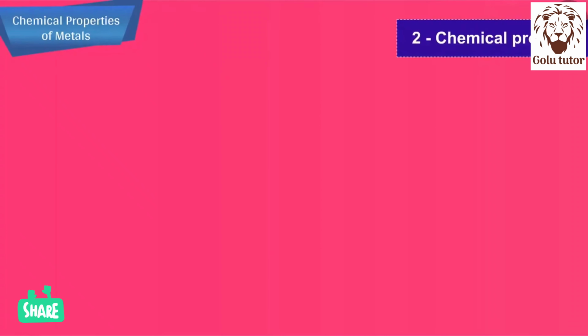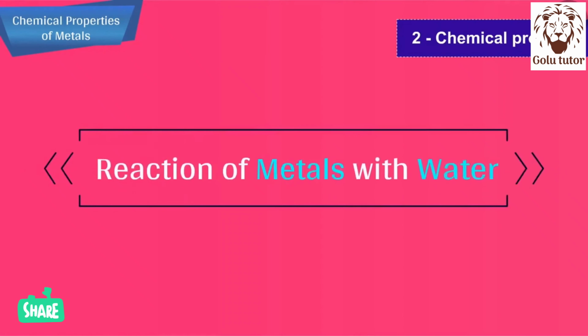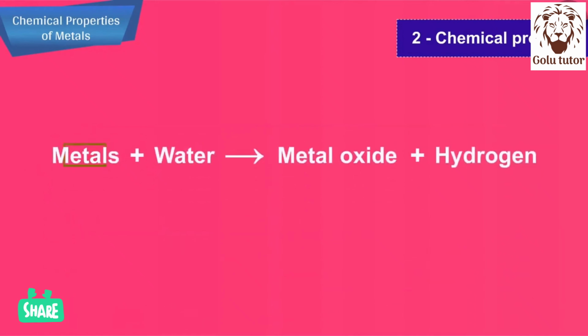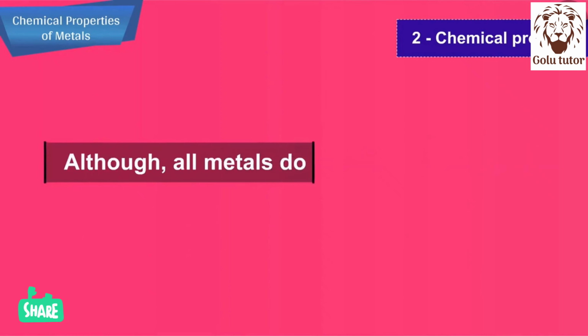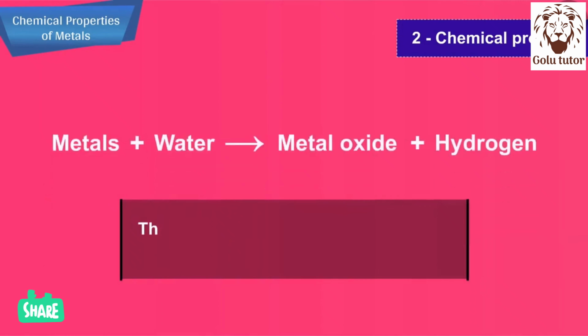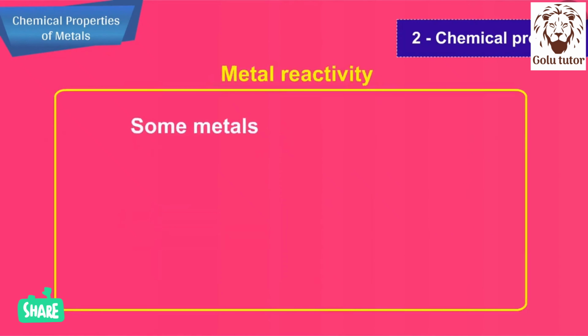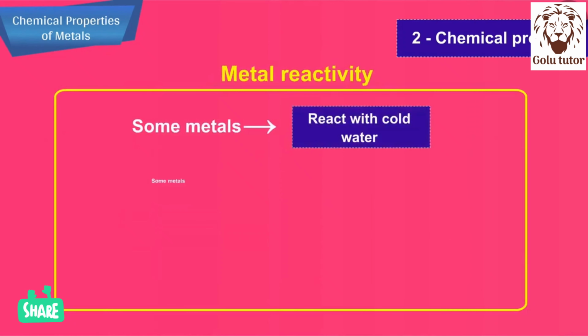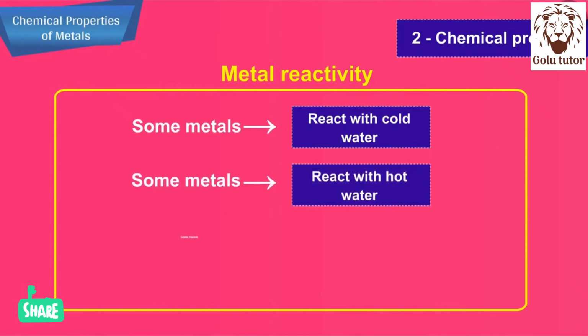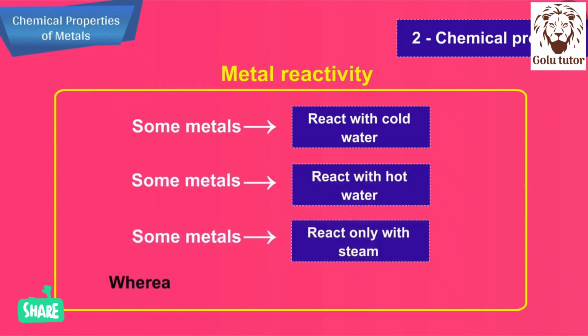The next, second chemical property that we are about to study is the reaction of metals with water. Metals react with water to form metal oxide and hydrogen gas. Although all metals do not react with water, the intensity of reaction of a metal with water depends on its chemical reactivity. Some metals react with cold water. Some react with hot water. Some react only with steam, whereas some do not even react with steam.